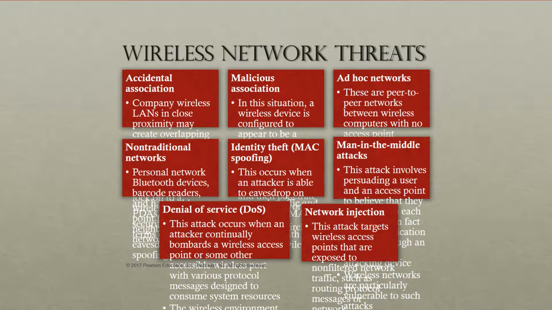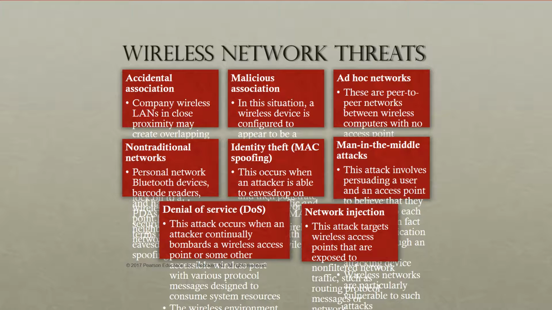We now list the following security threats to wireless networks. Accidental association. Company wireless LANs or wireless access points to wired LANs in close proximity, e.g. in the same or neighboring buildings, may create overlapping transmission ranges. A user intending to connect to one LAN may unintentionally lock onto a wireless access point from a neighboring network. Although the security breach is accidental, it nevertheless exposes resources of one LAN to the accidental user.